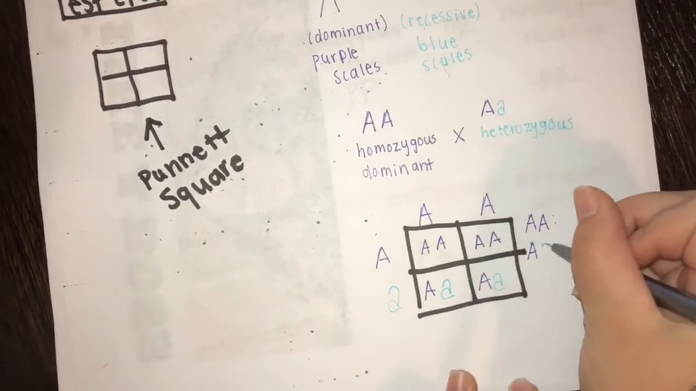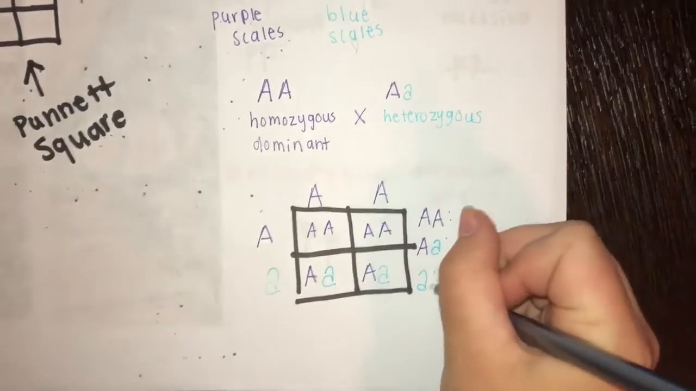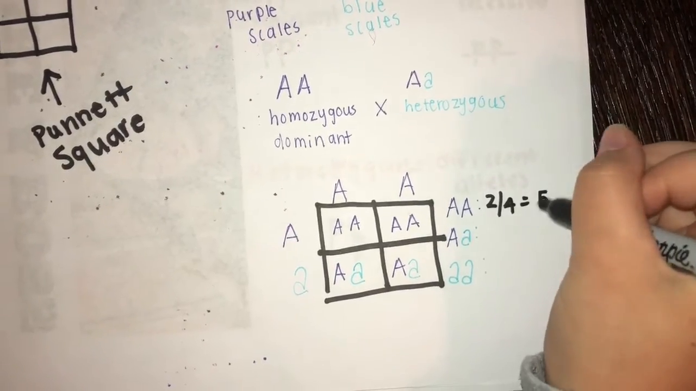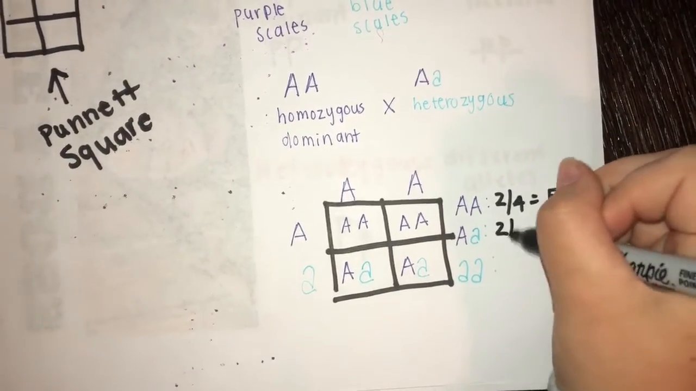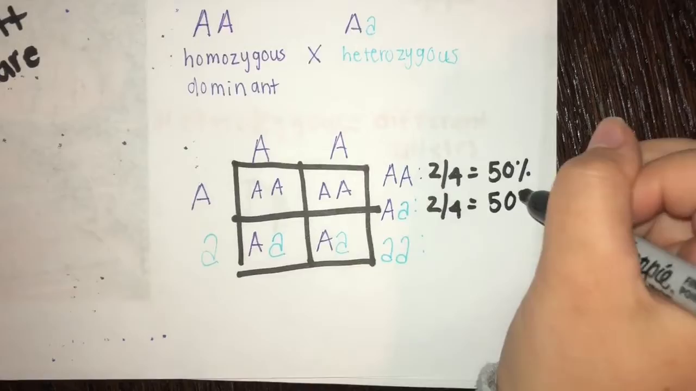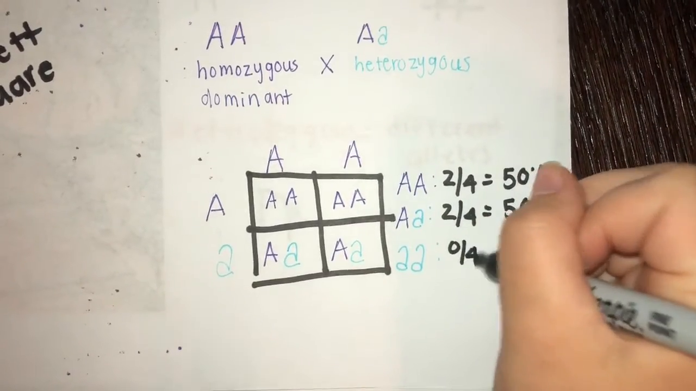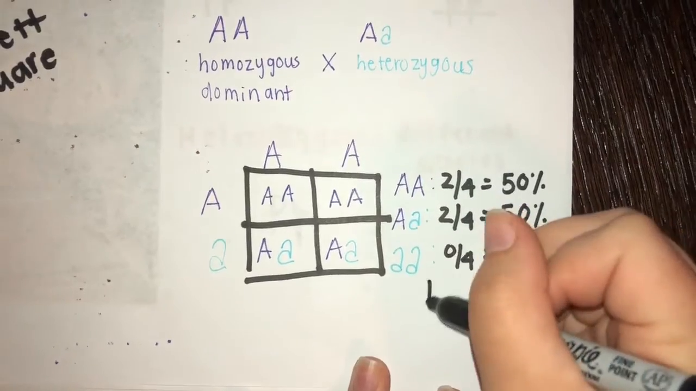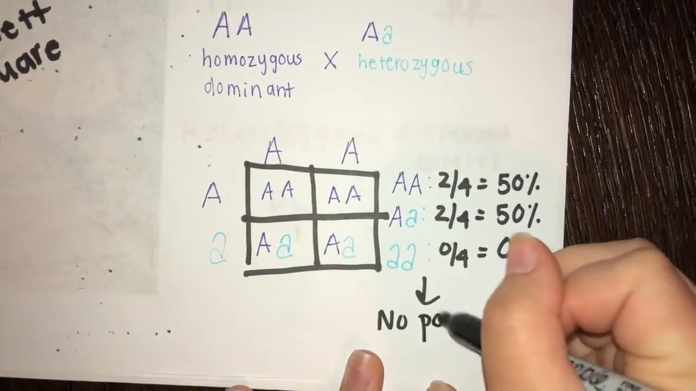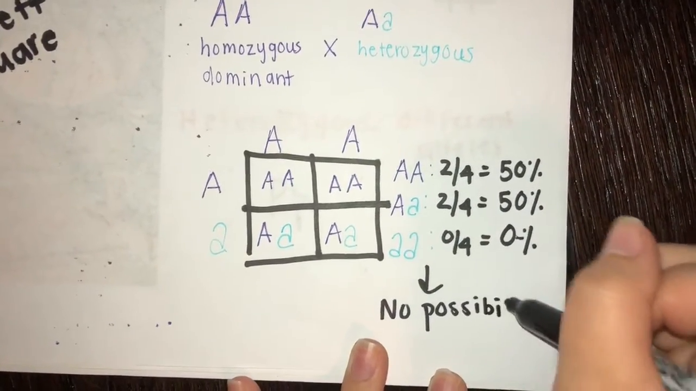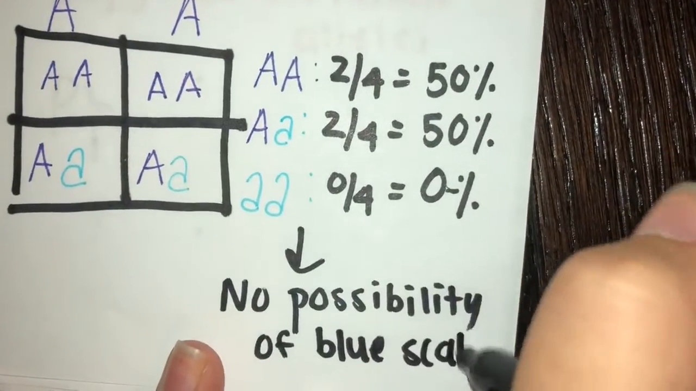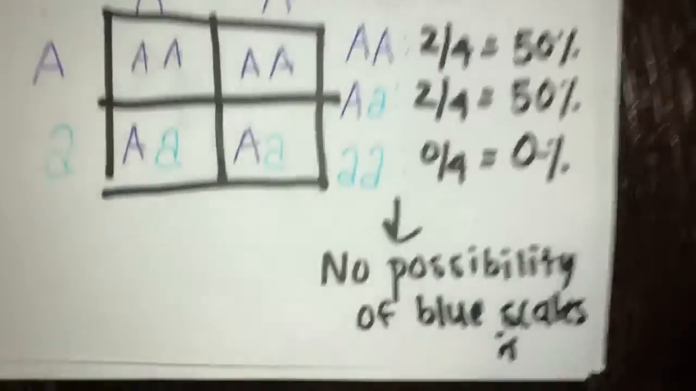2 out of 4 squares are homozygous dominant, which means that there is a 50% chance of having offspring that are homozygous dominant. 2 out of 4 squares are heterozygous, which means that there is a 50% chance of having offspring that is heterozygous. However, all of these crosses have a dominant A, which means that all of the crosses will have purple scales. There is no possibility of a recessive cross, so no offspring could have blue scales.